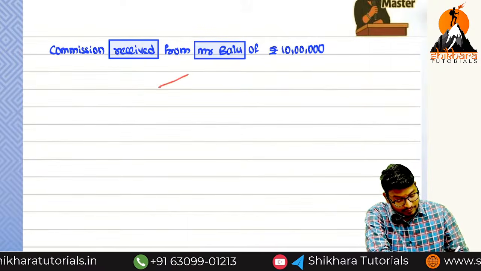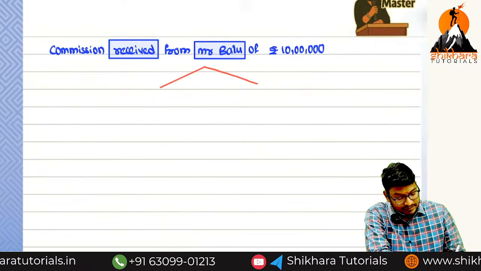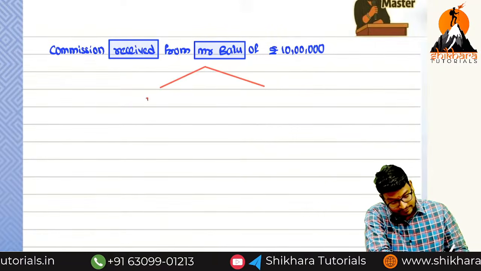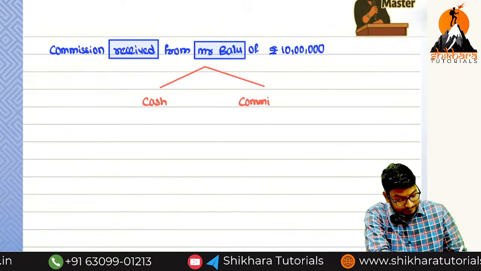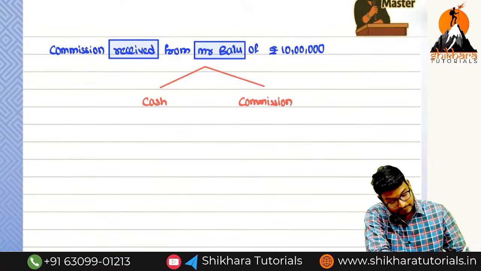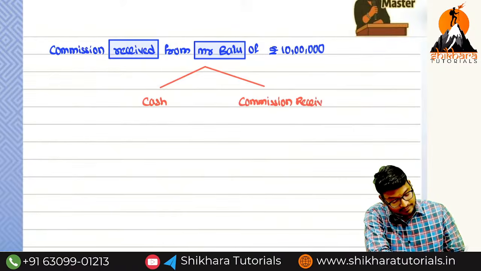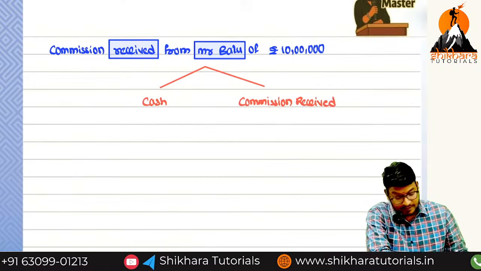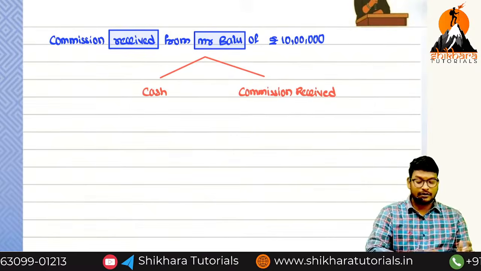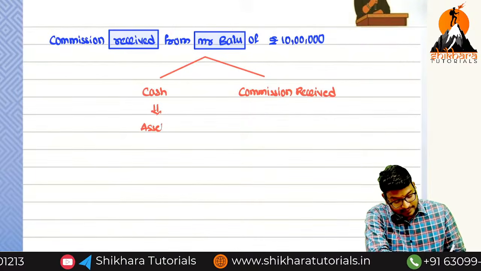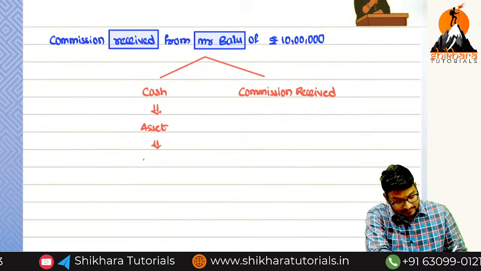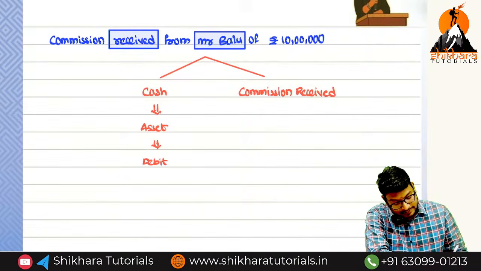So what are the two outcomes here? The two outcomes are first one is cash and next one commission received. Okay guys, so now let me decide. Cash is an asset or liability? Cash is an asset. Which balance will it have? It will have the debit balance.